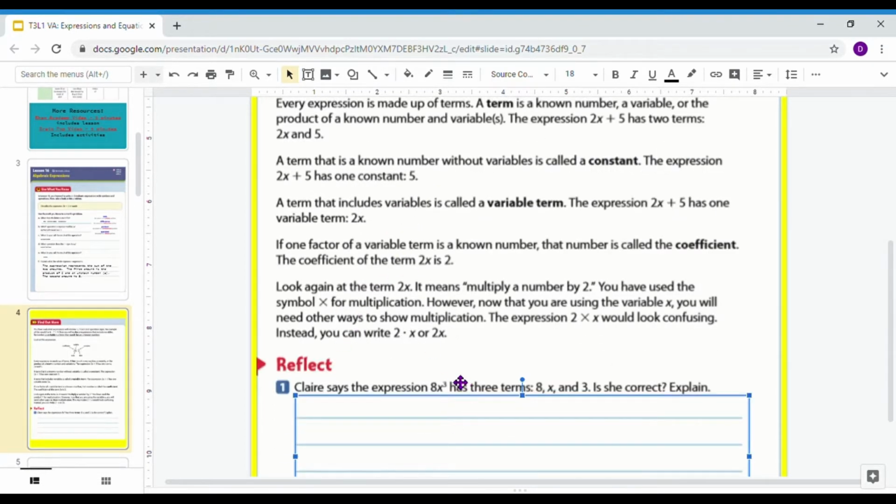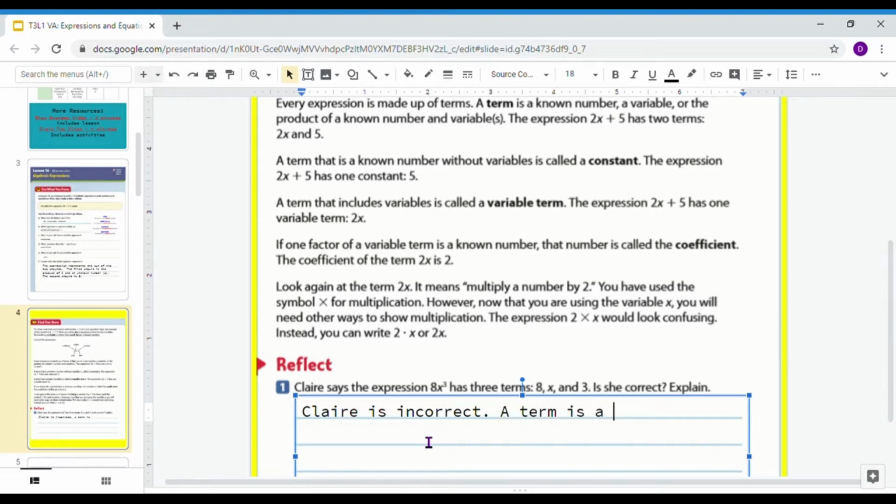So when I'm looking at just 8x to the third power, I can say Claire, oops, I spelled her name wrong, is incorrect. And the reason being is that a term is a known number, a variable. Notice how I'm going back and using the author's same words. A term is a known number, a variable, or the product of a known number and a variable.